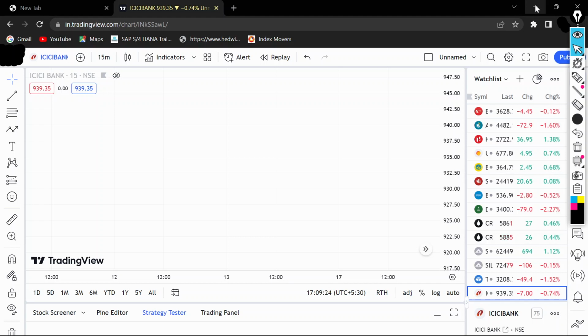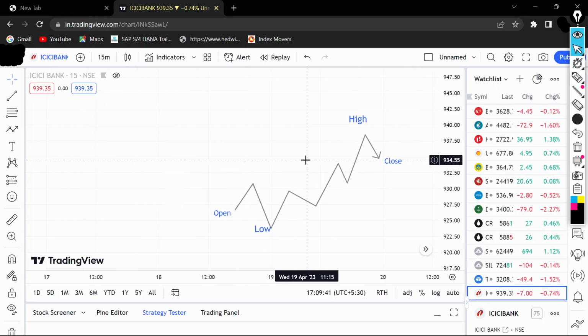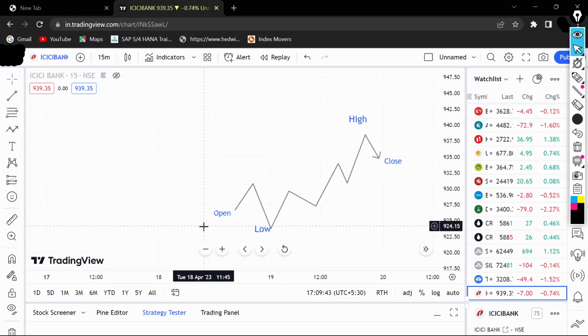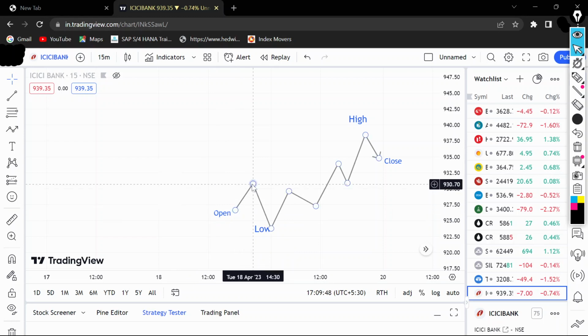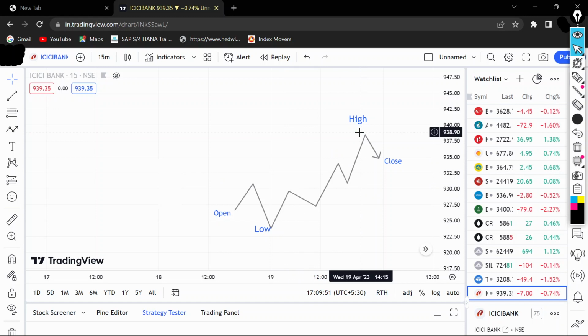Today, we're going to discuss candles, the candlestick chart. What is a candle? Generally, in trading, the candle. Let's check how the price moves. Let's assume the price opens here at 9:15 a.m. and moved up, down, and like this, made a high and closed here. This is a 1 day price movement of any stock.